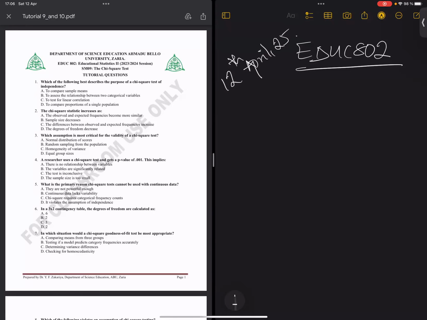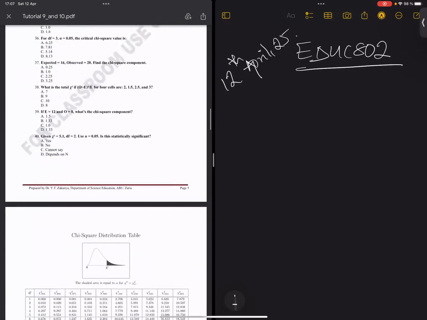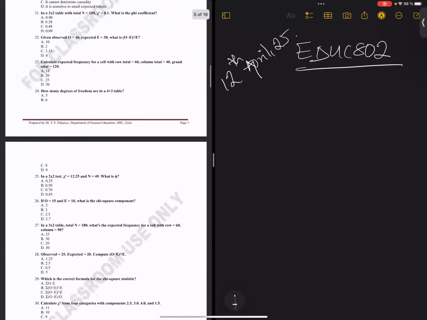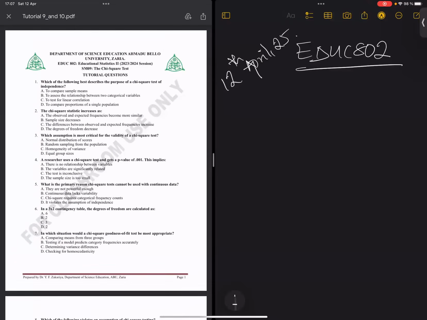All right, so our target today is to solve some problems on tutorial questions 9 and tutorial questions 10. Tutorial question 9 is on chi-square, while tutorial question 10 is on non-parametric tests. I start with tutorial question 9, in which I have 40 questions. I will see how it will go. Let us start with multiples of 4 for now.